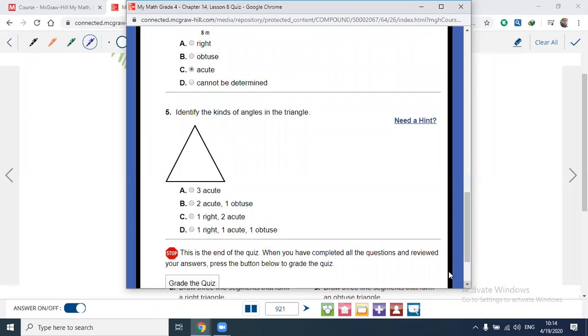Number five, last one, identify the kind of angles in the triangle. Okay, here I have three acutes, two acute, acute. Yes, excellent, Muhammad, wonderful. Thank you, guys. So now I can grade this quiz.